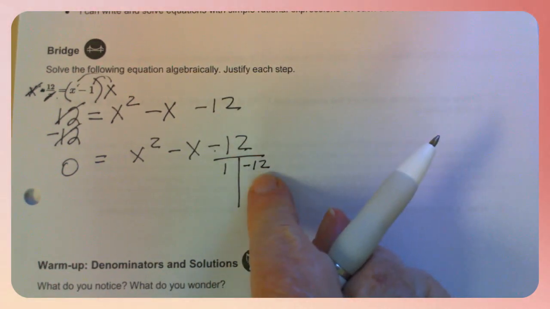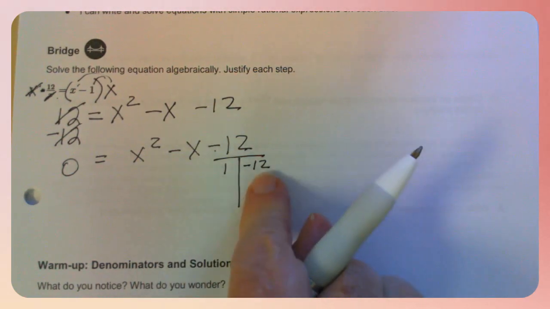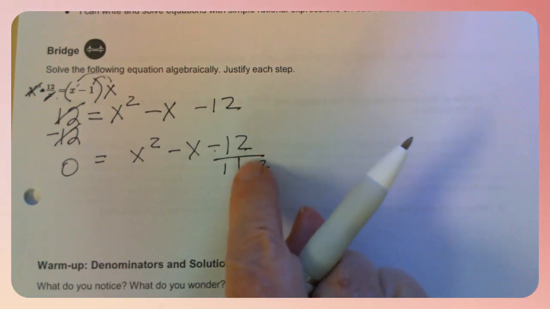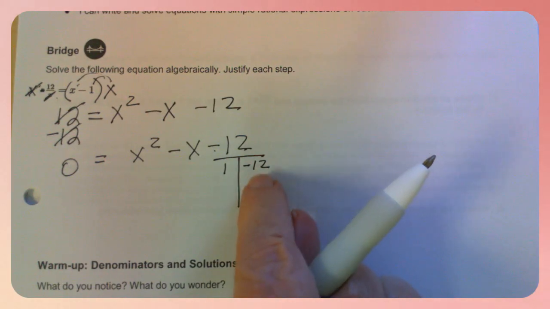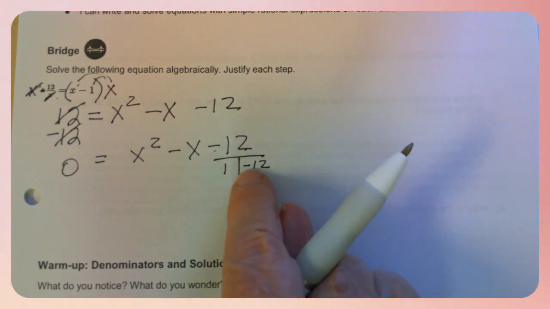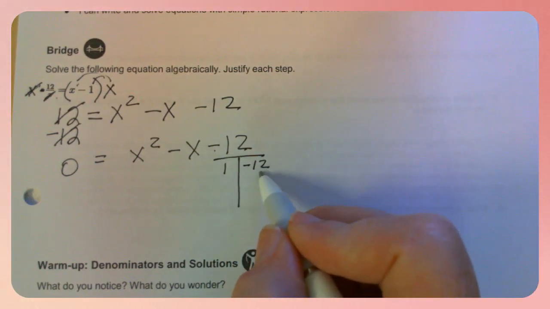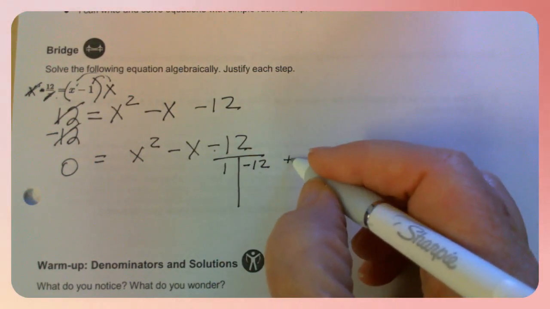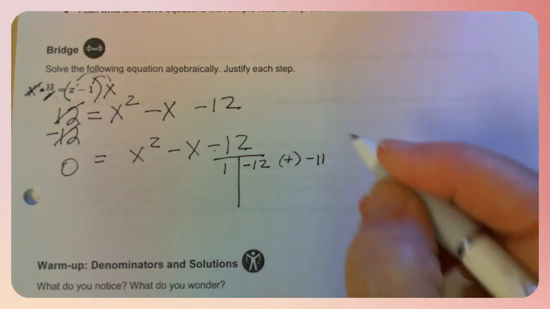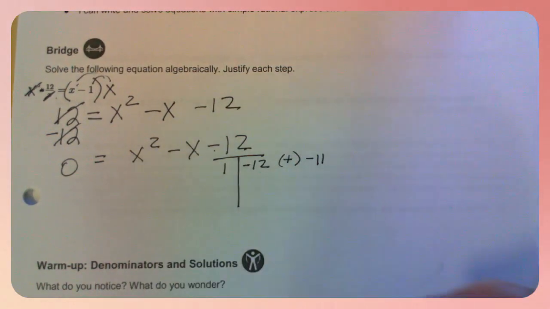Looking at that middle term, it's negative. So the larger absolute value, which is 12, needs to have the negative with it to get that negative middle term when we add. But negative 12 plus 1 gives me negative 11. That's not what I'm looking for in the middle.